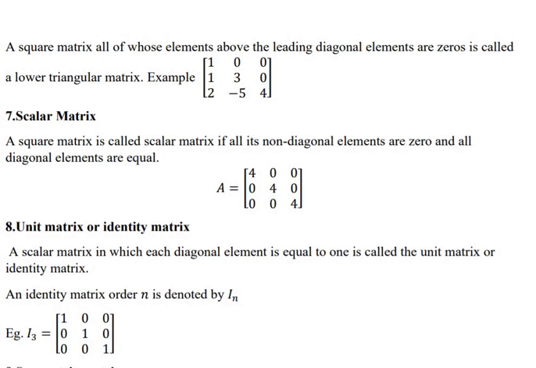Next is the unit matrix or identity matrix. A unit matrix can be considered as a special case of a scalar matrix. A scalar matrix in which each diagonal element is equal to 1 is called the unit matrix or identity matrix. An identity matrix of order n is denoted by In. Here is an example of an identity matrix of order 3, which is denoted by I3.